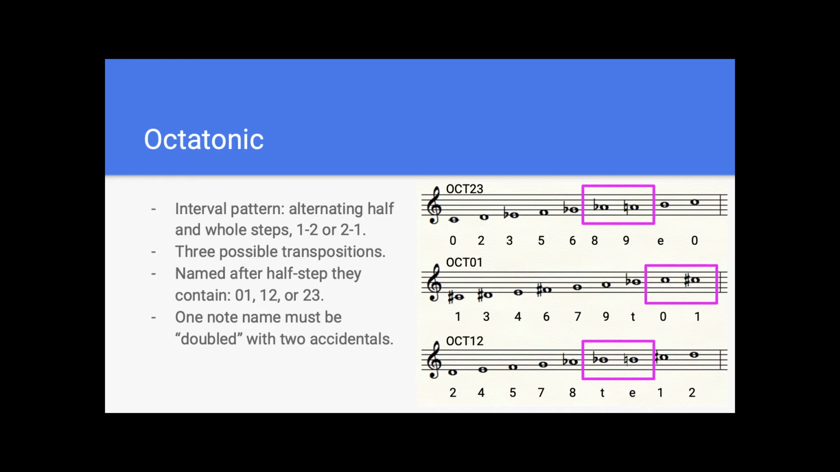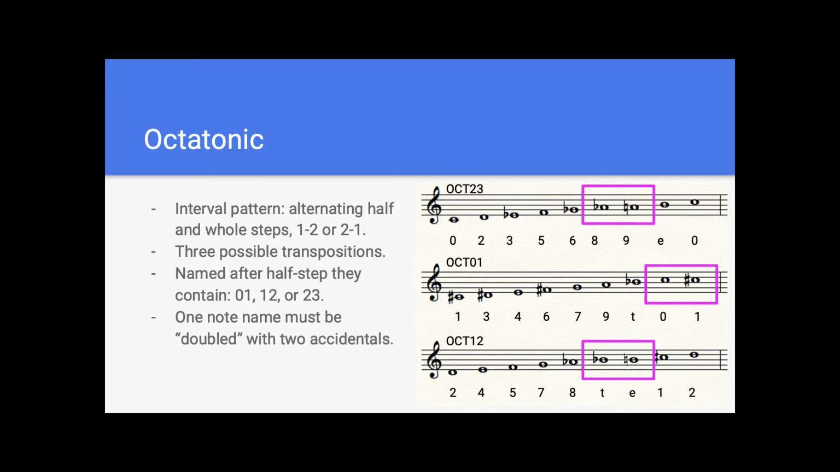Let's try that one more time, and this time try singing the pitch class integers that you can see below those notes. Again, here's Octatonic 0-1, starting on C sharp. For that one, you'd say 1, ready, and sing: 1, 3, 4, 6, 7, 9, 10, 0, 1.